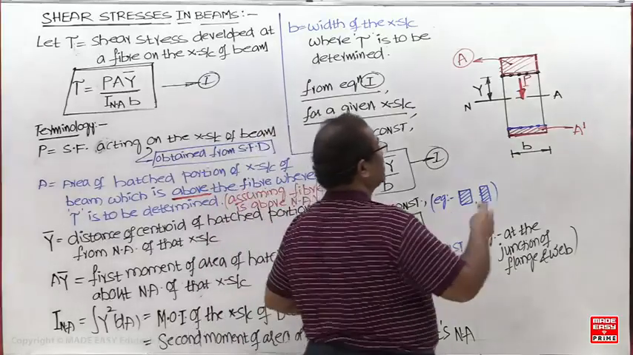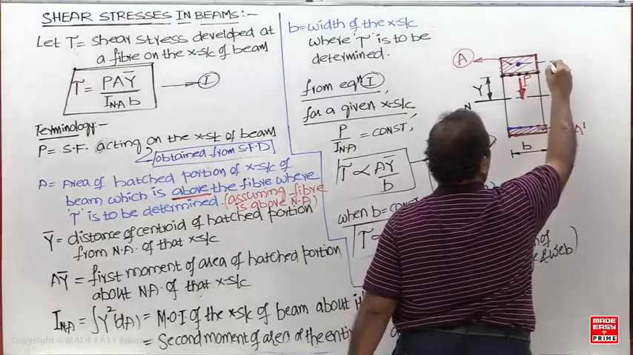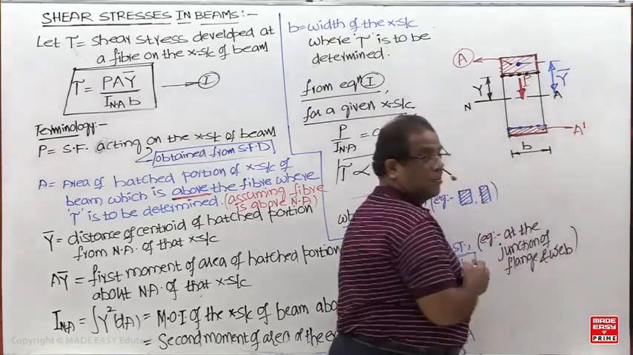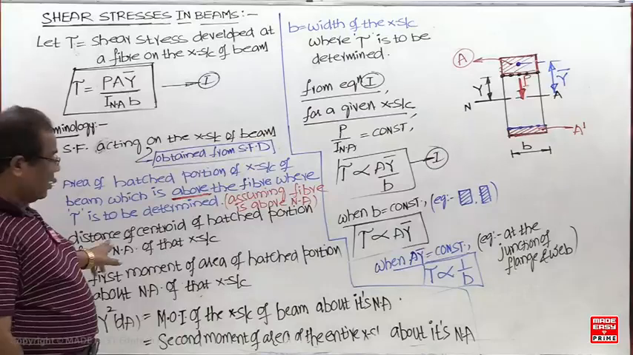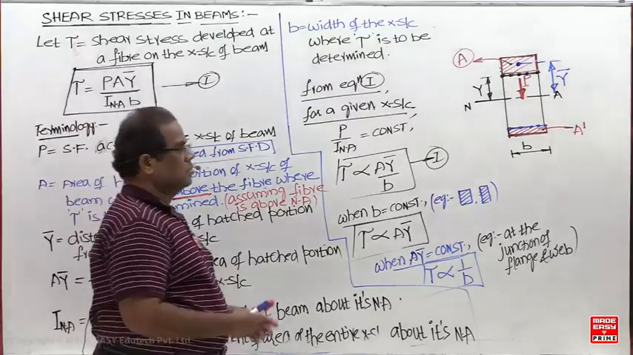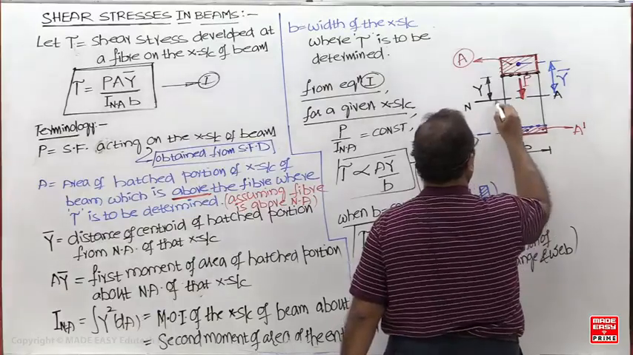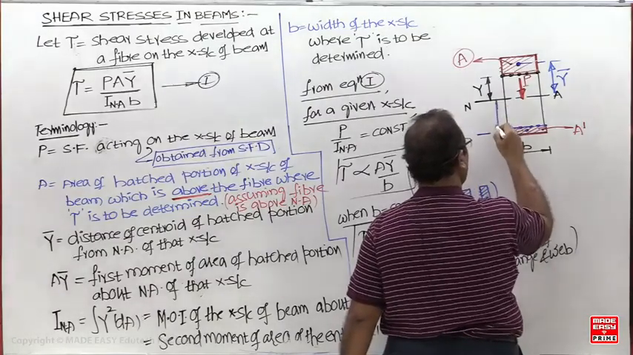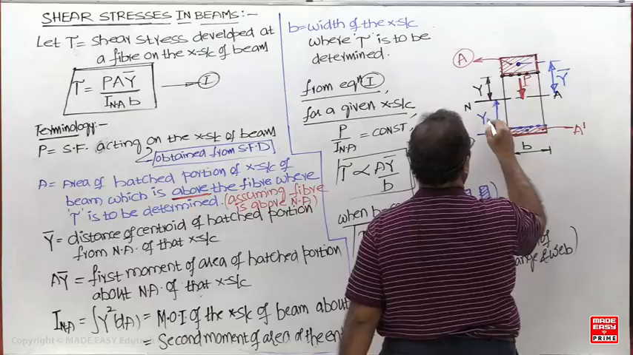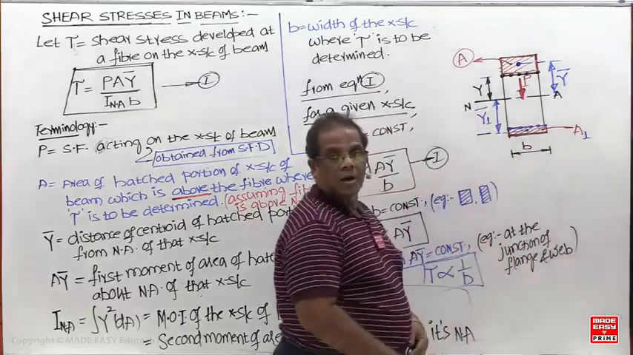Next, what is the Y bar? Distance of the, what is the shape of this? Rectangle. The centroid will be here. This is Y bar. Y bar should be measured from where? From the neutral axis. What have you written for Y bar? Distance of the centroid of the hatched portion from the neutral axis of that cross section. Now this is the centroid.